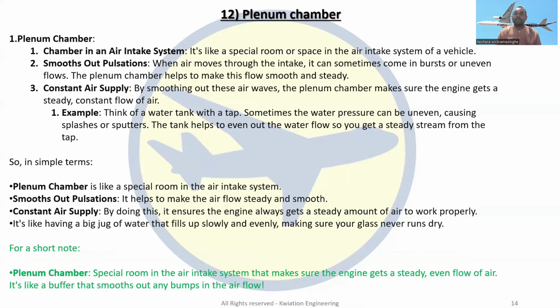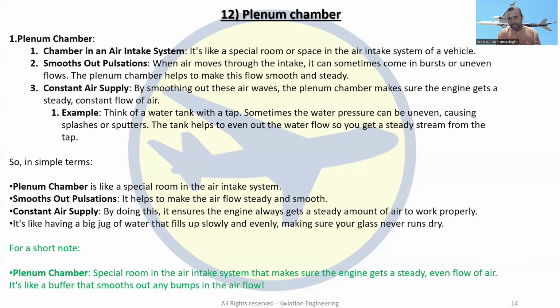Next one, plenum chamber. First, a chamber in an air intake system. It's like a special room. A plenum chamber is a special room or space in the air intake system of a vehicle. The plenum chamber helps to make the flow smooth and steady, right? So, constant air supply: by smoothing out these air waves, the plenum chamber makes sure the engine gets a steady, constant flow of air.